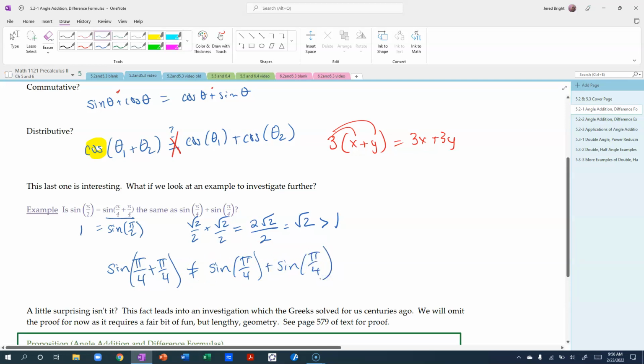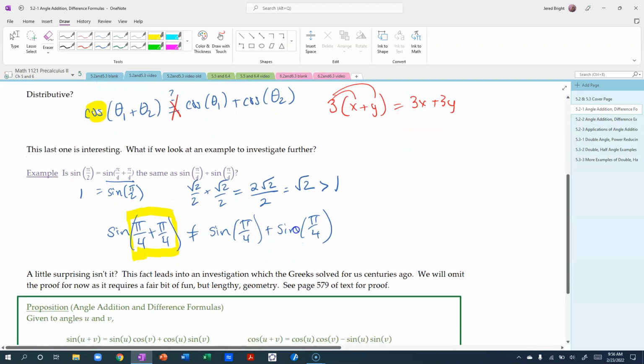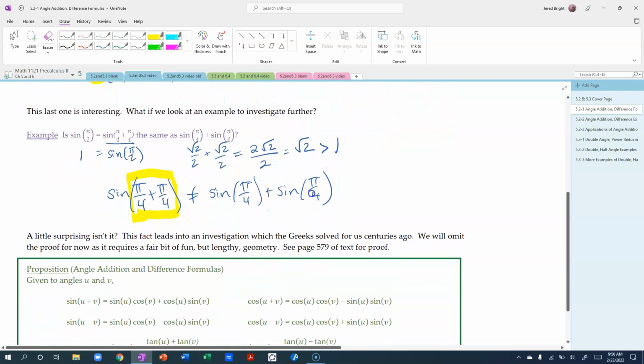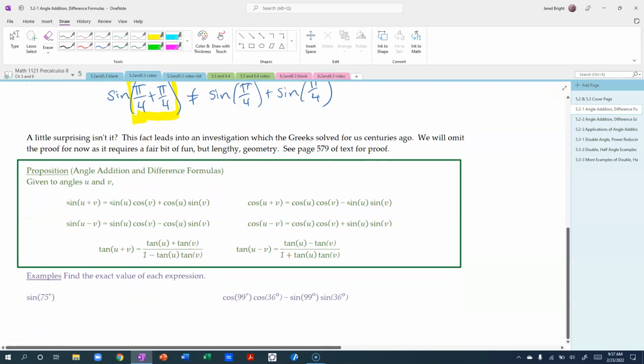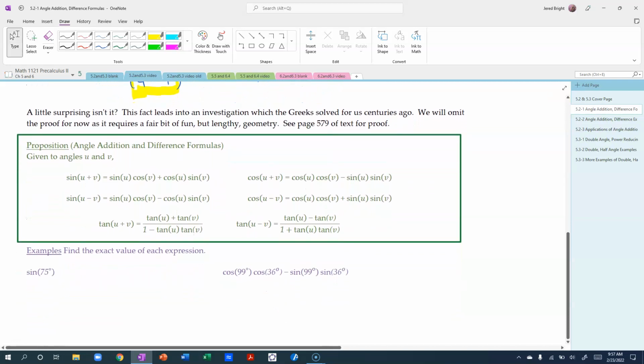Okay, and so that might be a little uncomfortable for us, but it's just a fact of life that we're going to have to get used to. And we're wondering, what can we actually do if we have a sum of angles? Is there another way that I can work with that? Because I'm not always going to be given pi over 4 plus pi over 4, or nice angle plus nice angle. And that's where the angle addition and difference formulas come into play.